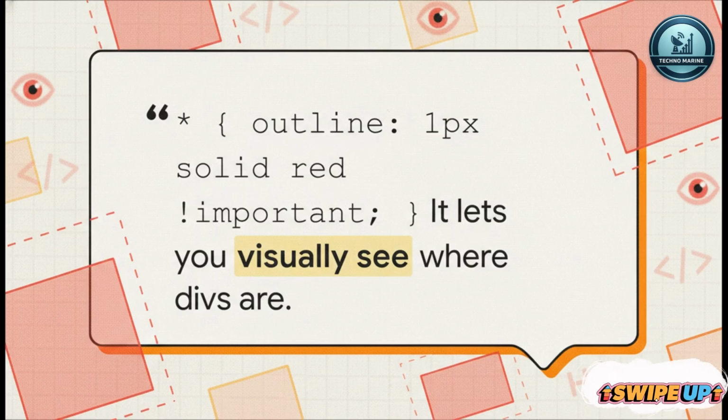Then another user chimes in with this classic developer trick for getting that X-ray vision we talked about earlier. You just add this one tiny line of CSS and boom, every single box on the page gets a bright red outline. It instantly reveals the hidden skeleton of the entire website.